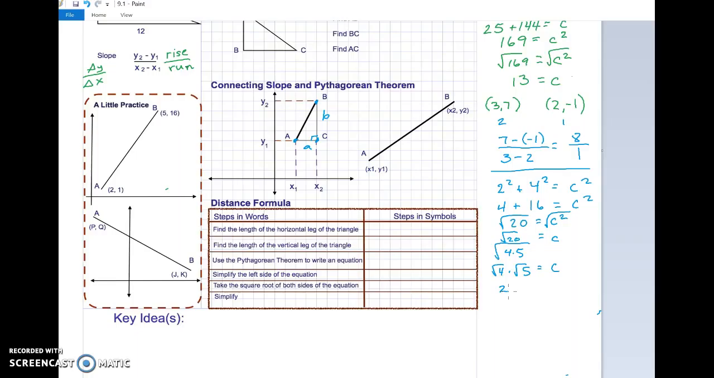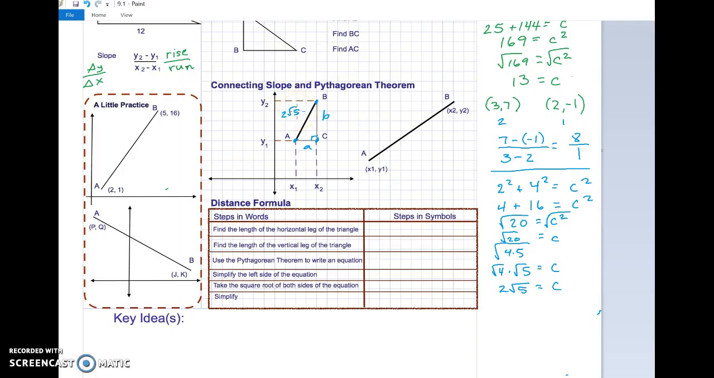No, it's not. There's no whole number that I can multiply by itself that will give me 5. So I say that this is 2 times the square root of 5 equals c. So AB is 2 times the square root of 5.